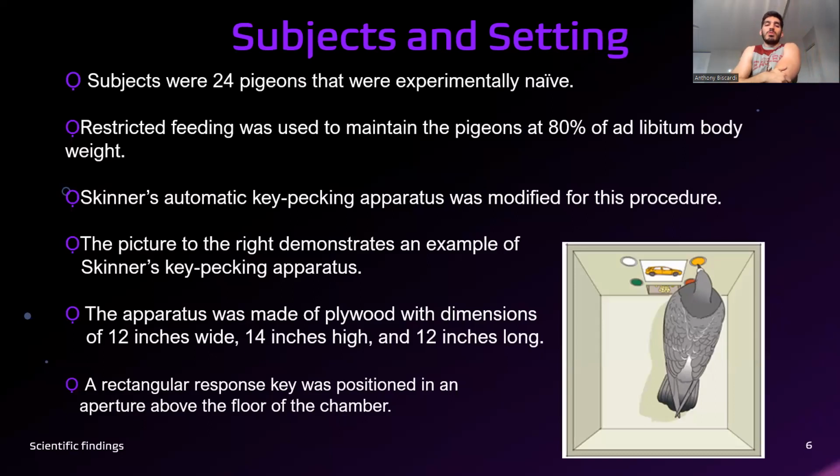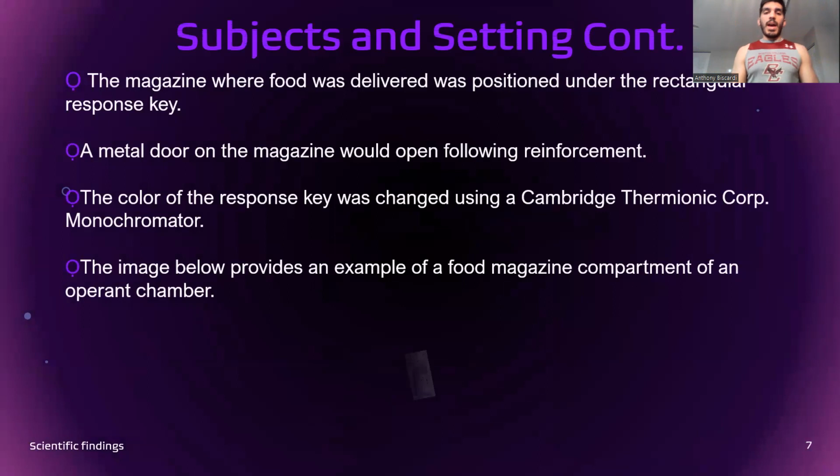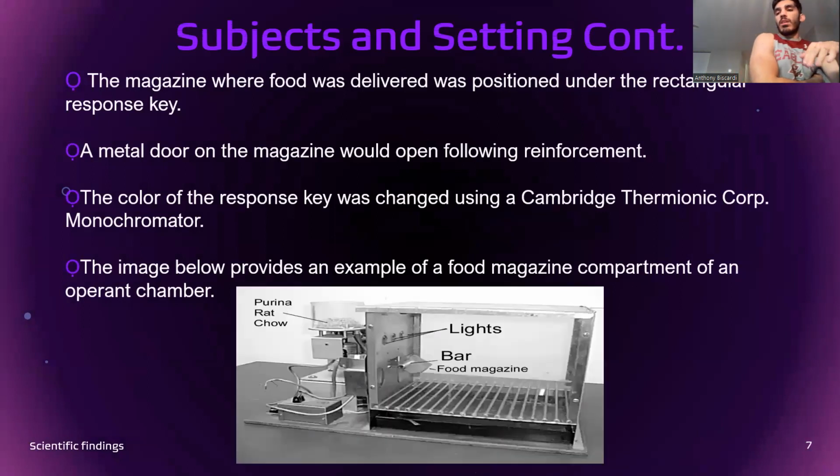So the apparatus they used was 12 inches wide, 14 inches high, and 12 inches long. And there was a rectangular key positioned above the floor. I think it was like 6 inches or something above the floor. Okay. And then the floors were clear with metal grates, and the ceiling was, I think, clear as well. So the magazine, which is where food was delivered, was under the rectangular key.